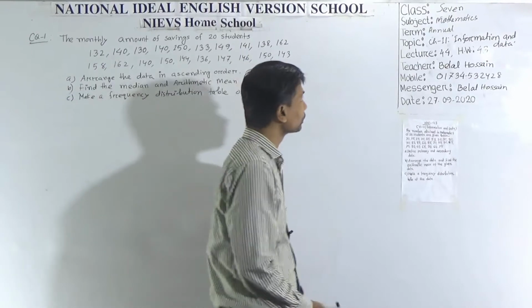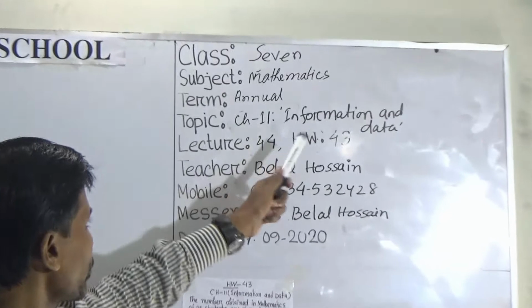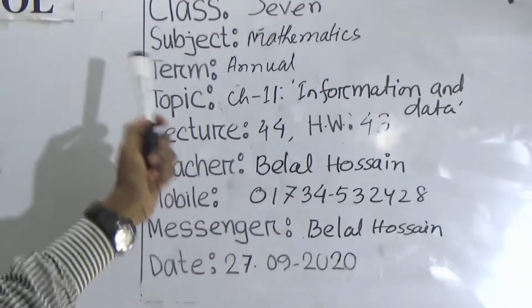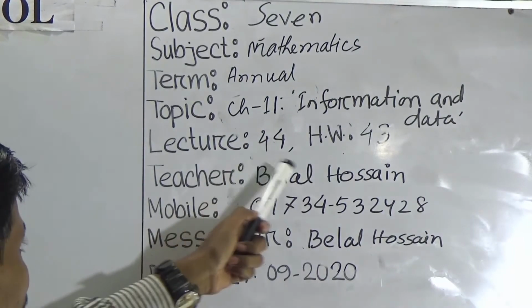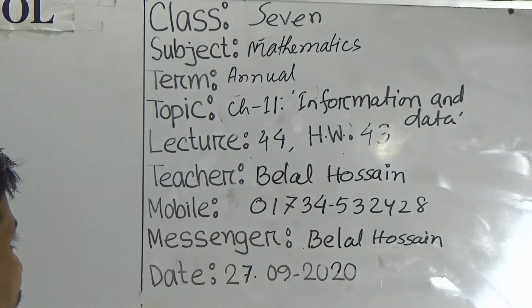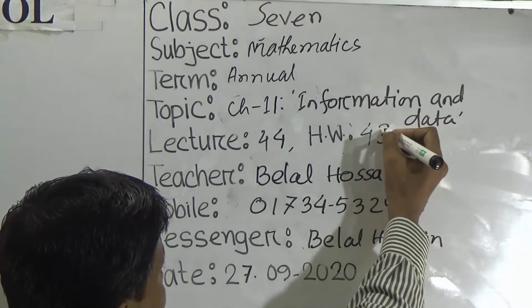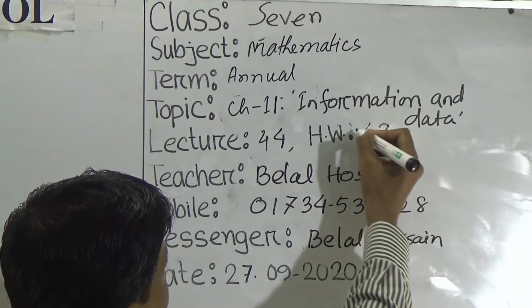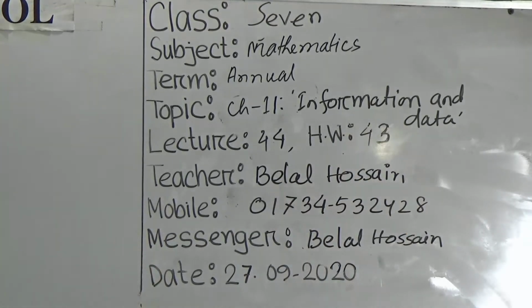Dear student, today our topic is Chapter 11, Information and Data. The name of this chapter is Information and Data, Lecture number 44, HW number 43. Okay, let's start our class.